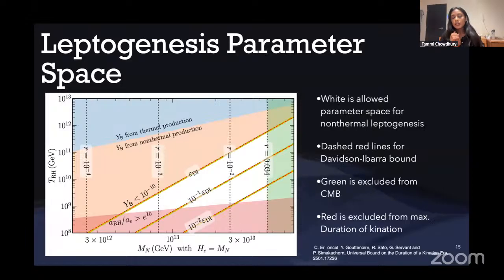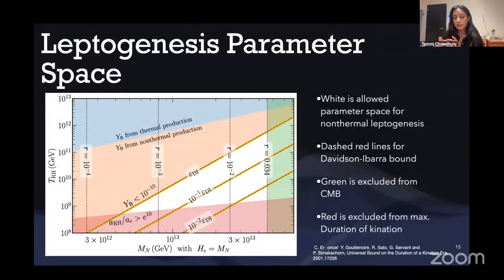And finally, in this plot here, we show the parameter space for leptogenesis. The white shaded region is the allowed region. In red, we show the excluded parts because of the limits on kination. Other authors have shown that there is a limit on how long the duration of kination can last, and they find that it has to be less than 10 e-folds. From that, we exclude anything below that value, shown in red.